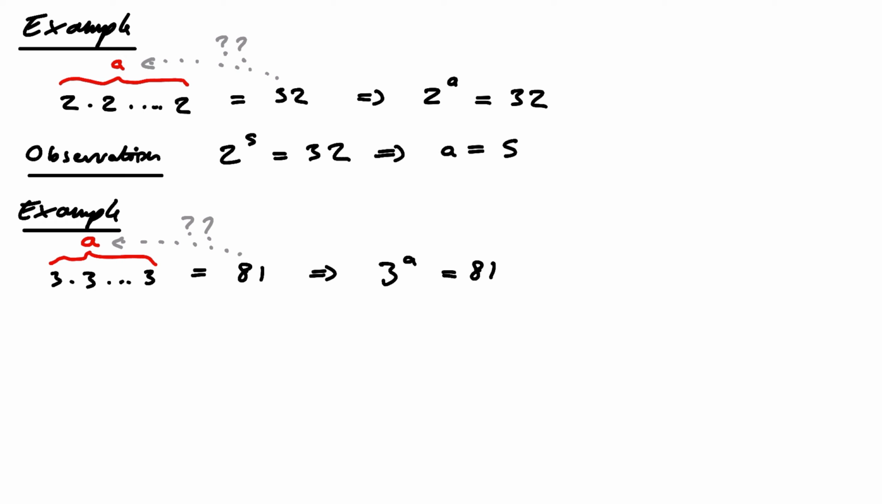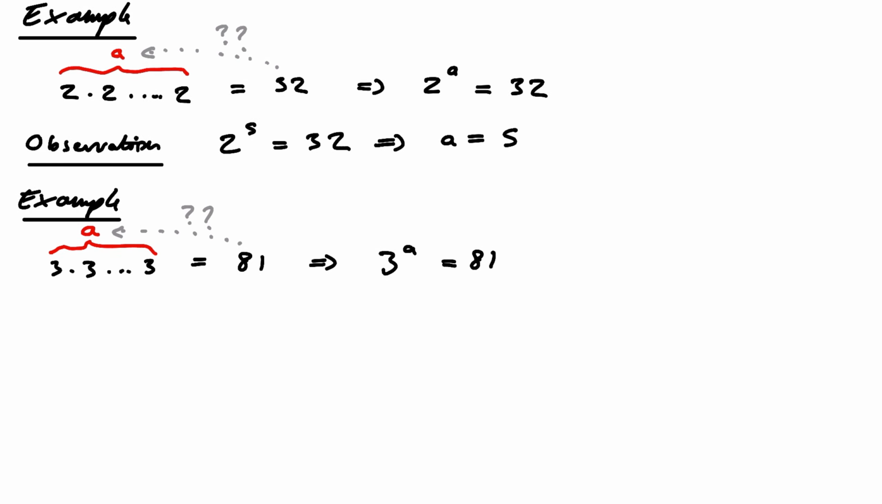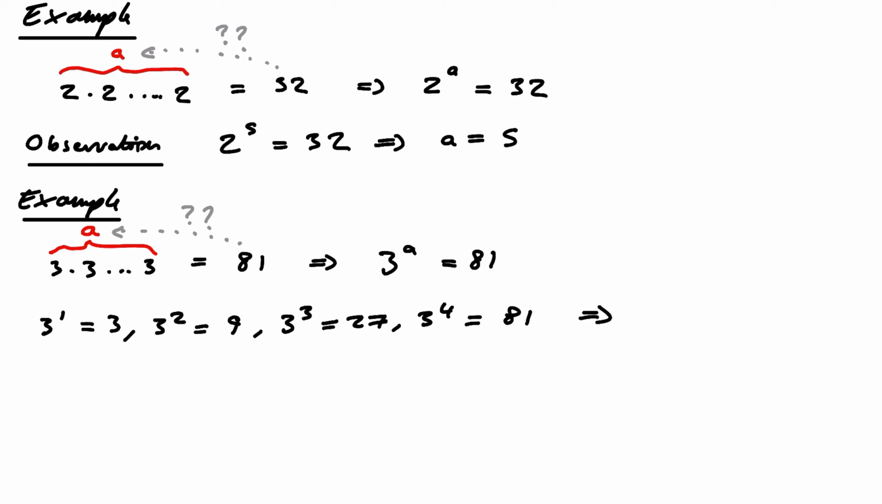Well, let's just go through some small numbers just to see what happens, shall we? So if I do 3 to the power 1, of course, that's 3. If I do 3 squared, that's equal to 9. If I do 3 cubed, that's equal to 27. If I do 3 to the 4, that's equal to, bingo, 81. So all of this tells me, essentially by trial and error more than anything else, that a is equal to 4 is a solution. And it turns out that's the only possible one, as we'll see in a moment.